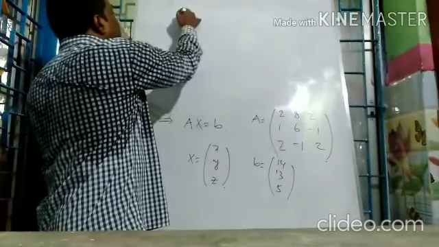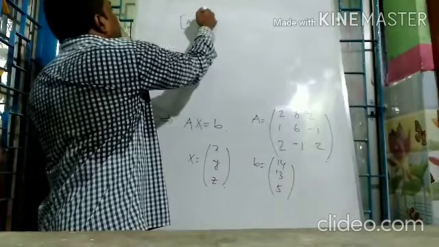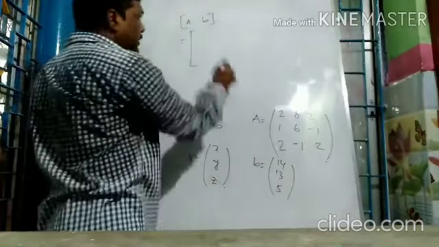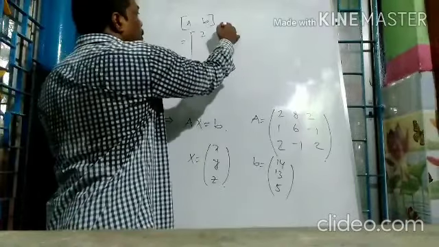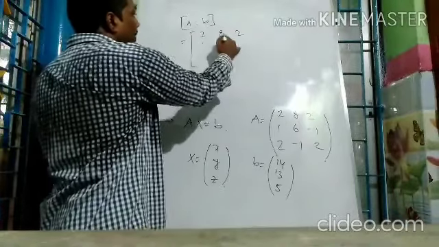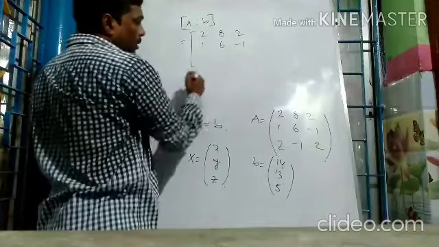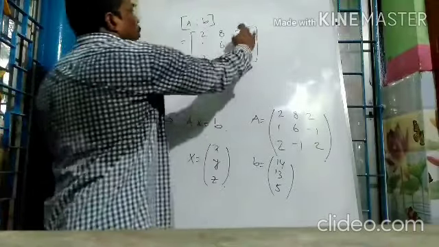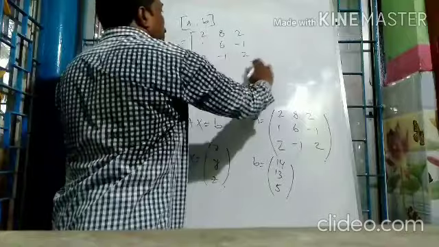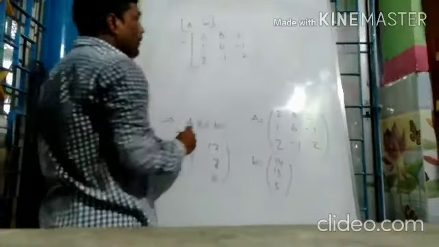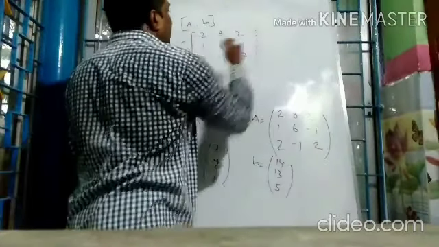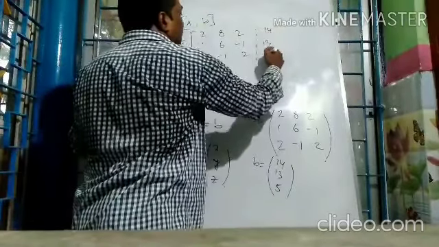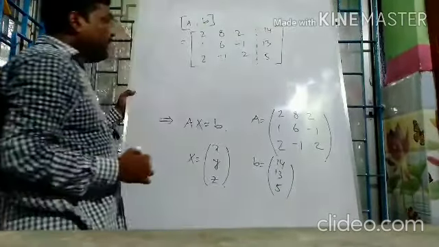So the augmented matrix A colon B is, what is A? A is 2 8 2, 1 6 minus 1, 2 minus 1 2. This is matrix A. The vector B is 14 13 5. This is the augmented matrix A colon B.